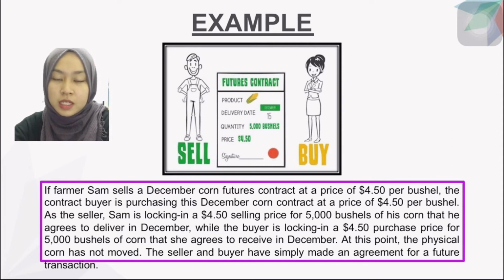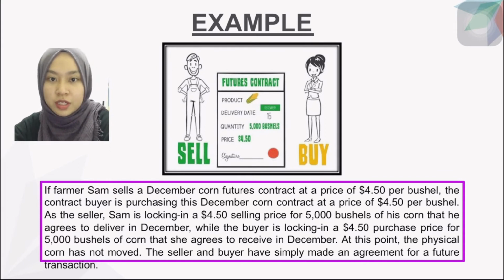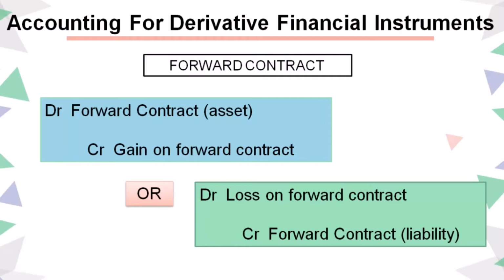So this seller locks in a $4.5 selling price for 5,000 bushels of his corn, and he agrees to deliver to the buyer in December. While the buyer is also locking in a $4.5 price for the 5,000 bushels of corn, and she agrees that she will receive the corn in December. At this point we can see that there is no physical movement of the corn, but the seller and the buyer have simply made an agreement for a future transaction to buy the corn.